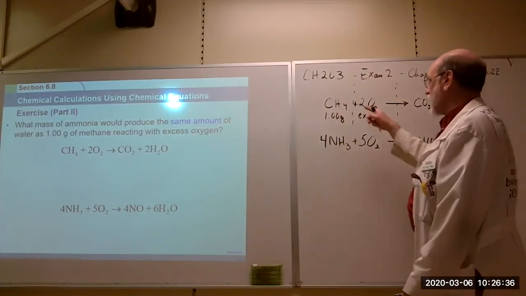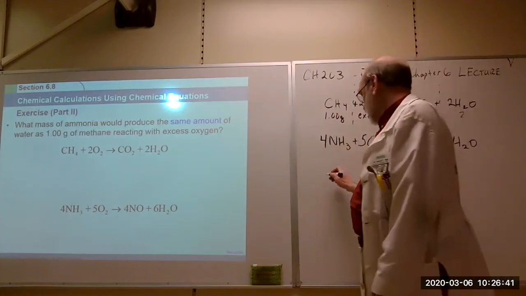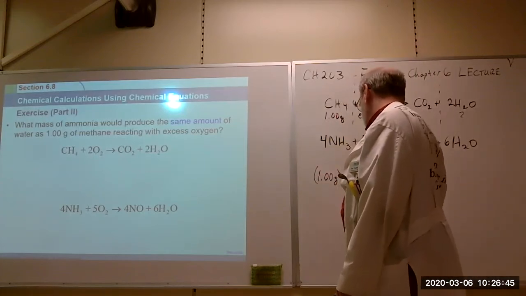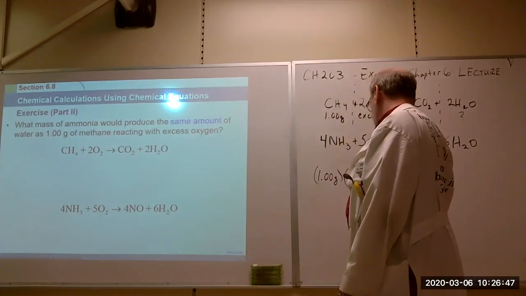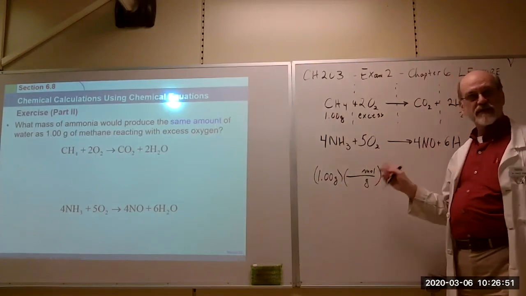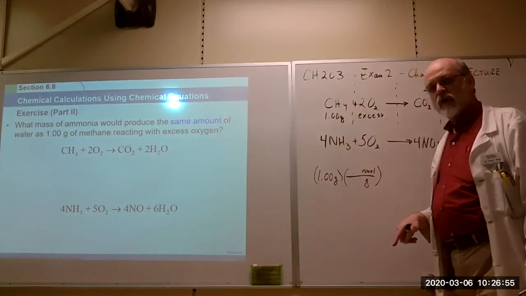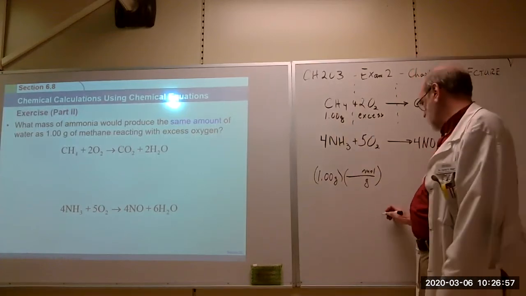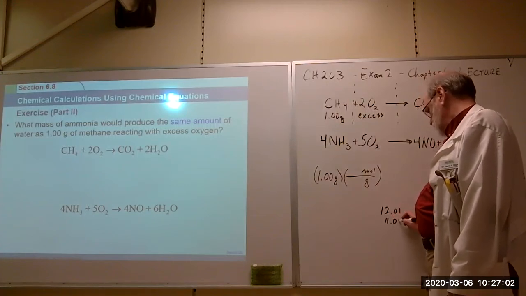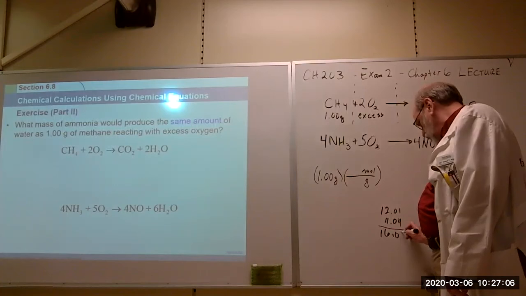So how many moles of methane do we have? Well, you need to convert grams to moles. Notice we've got a quotient here. That's molar mass. Molar mass of methane is what? 12.01 plus 4.04. 4 hydrogen. So that's 16.05.